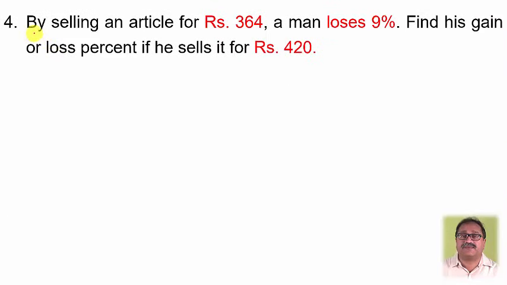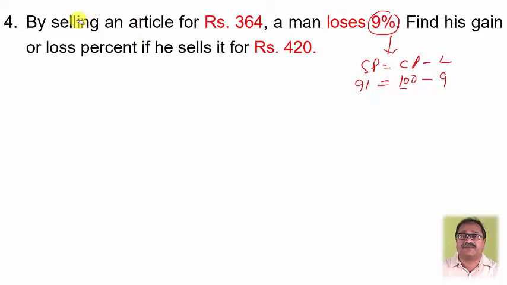Question number 4. By selling an article for rupees 364, a man loses 9%. When the person loses 9%, his selling price will be cost price minus loss, and cost price in terms of percentage is always 100%. And as there is a loss of 9%, so minus 9, your selling price will be 100 minus 9, that is 91%.